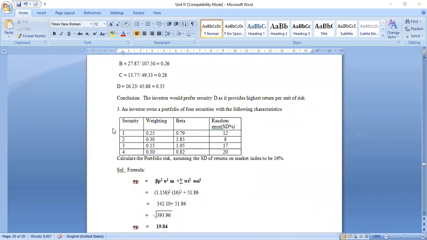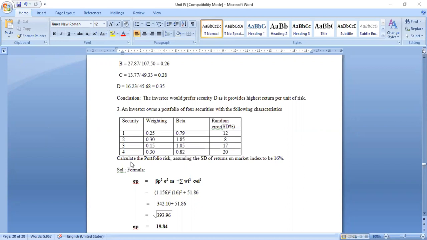So in this third problem, it goes like this. An investor owns a portfolio of 4 securities with the following characteristics. So we are given 4 securities, named 1, 2, 3, 4, and we are given the weights, the values of beta, and there is the fourth column, random error, and it is standard deviation. Okay, so this term is important because we need the random error term in terms of variance, but here it is standard deviation. So we need to square this.